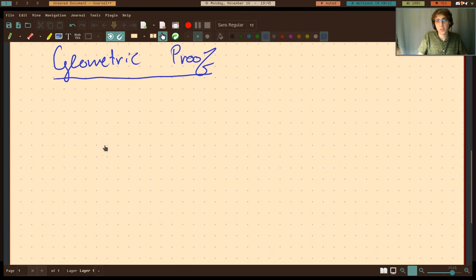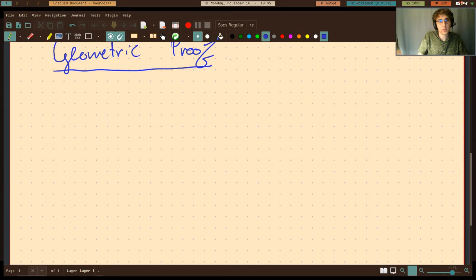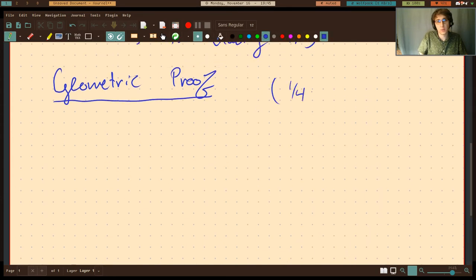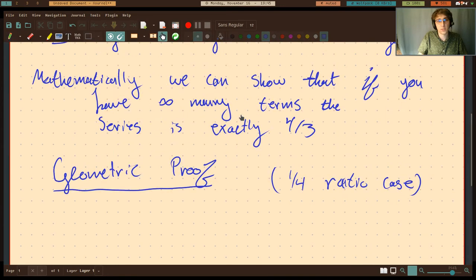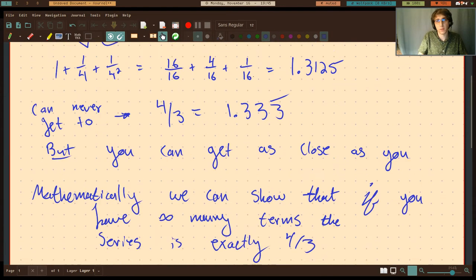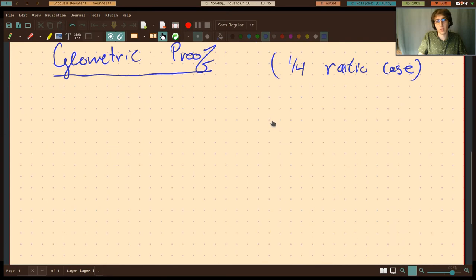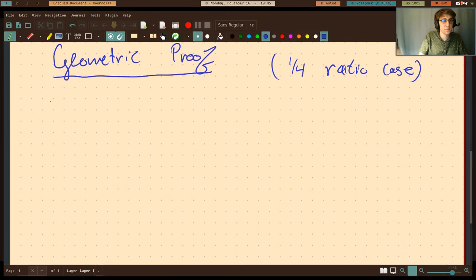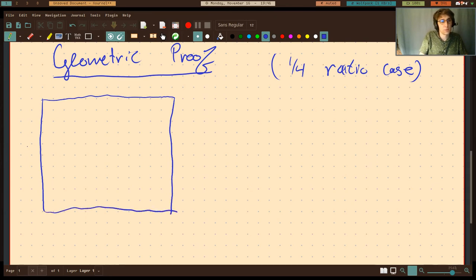There's a bunch of ways to do this. The way I'm going to do it is we're going to do the 1/4 ratio case. This is the same series we've got right here, where 1/4 kind of defines our geometric series. What we're going to do is we're going to draw a square, and this is a unit square. In other words, the sides are 1 and the area is 1.